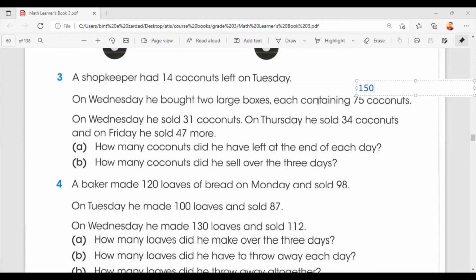So 150 plus 14. Do we need to add or subtract? We need to add: how many coconuts did he have at the end of each day? So 150 plus 14 equals 164. This is the answer for A.